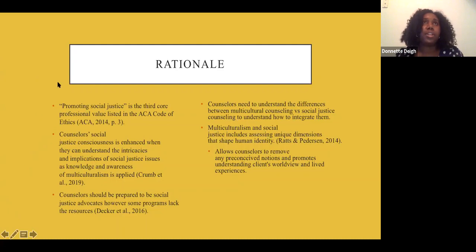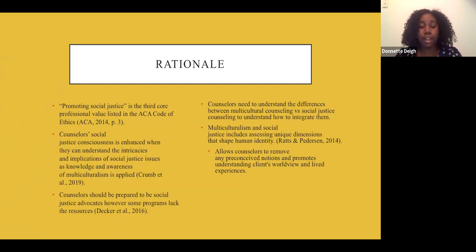However, we notice that some programs lack resources, and that's fine. Universities face budget cuts, and that happens. And sometimes you can't add another course or get some more resources. Hiring new faculty is not always an option.